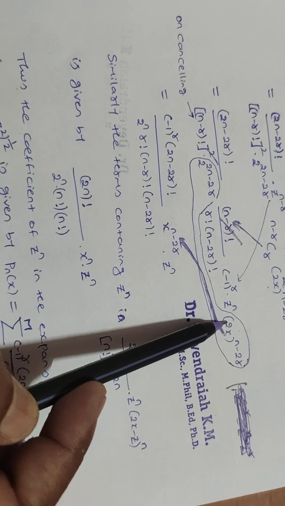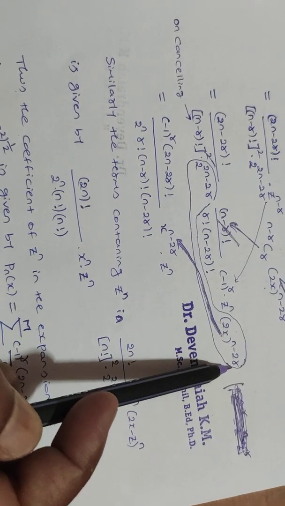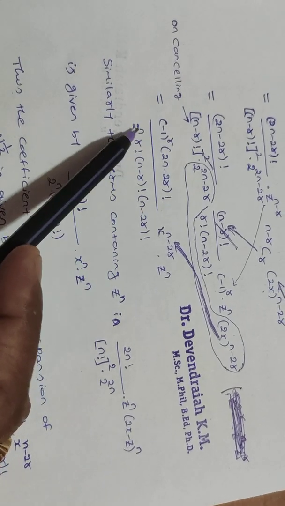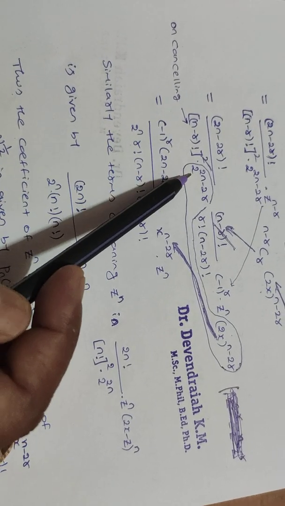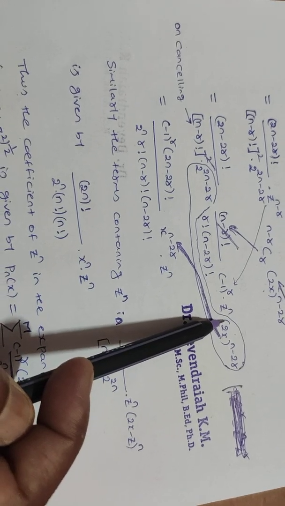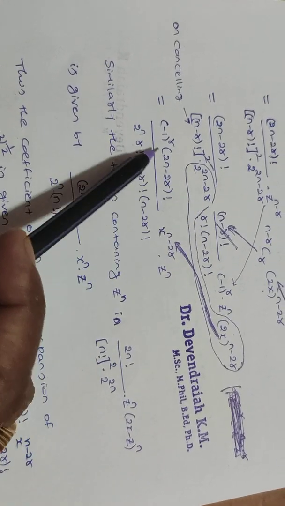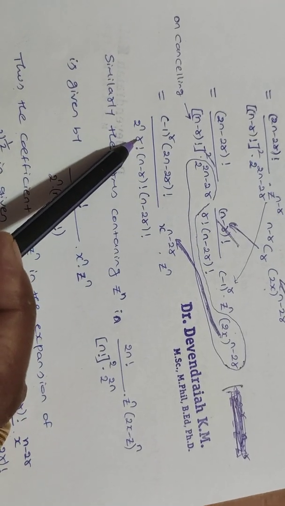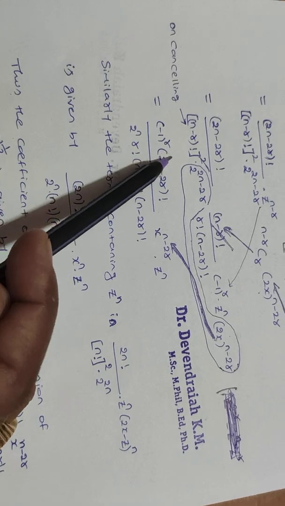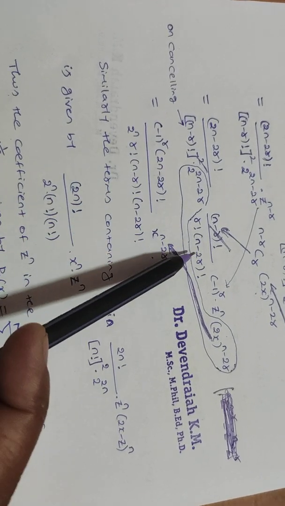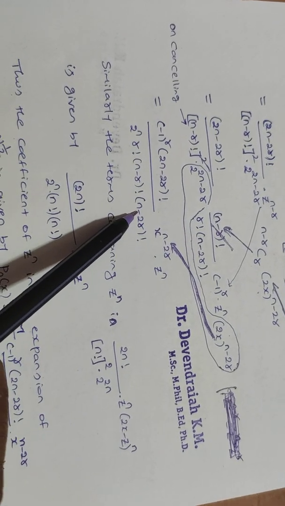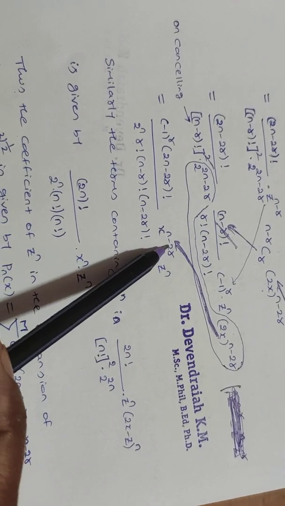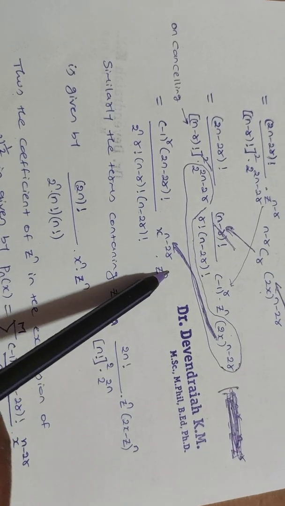Here we have 2 to the power n minus 2r. So here we have 2 to the power 2n minus 2r, and the term will become 2 to the power n because the bases are the same. So we observe the value as 2 to the power n. r factorial we write as it is, n minus r factorial we write as it is, the remaining term n minus 2r factorial we write as it is, into x to the power n minus 2r into z to the power n.